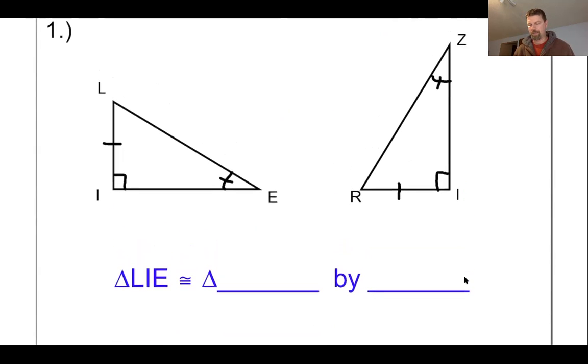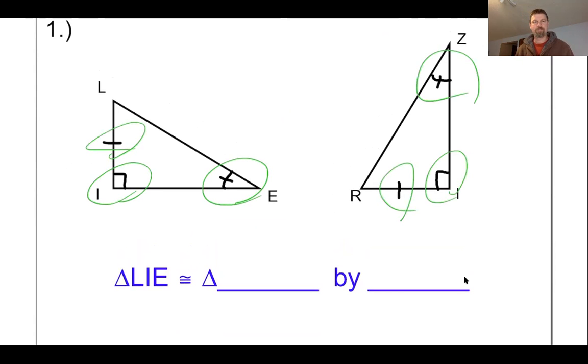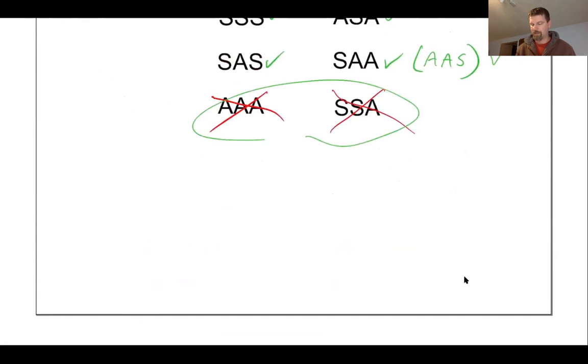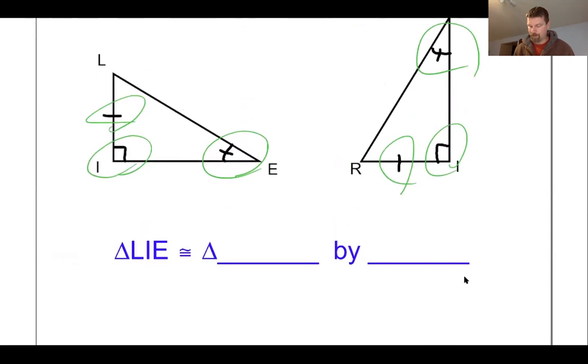All right, here's what your problems are going to be like. You're going to be given two triangles. You have to say if they are congruent. So I see an angle, an angle and a side. Does angle, angle, side work? Yes, it does. It's not one of these two that don't work. So angle, angle, side works. Also known as side, angle, angle, if you prefer. So I know they work by side, angle, angle.